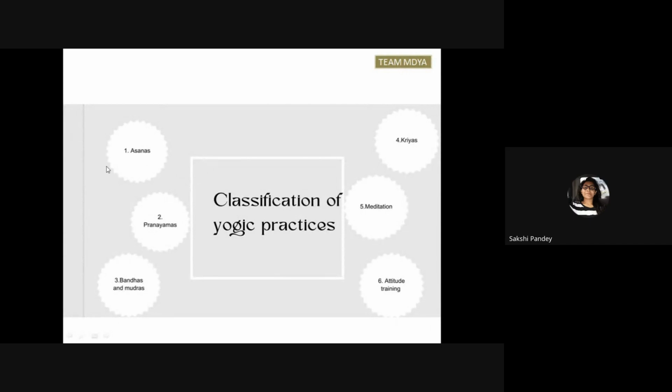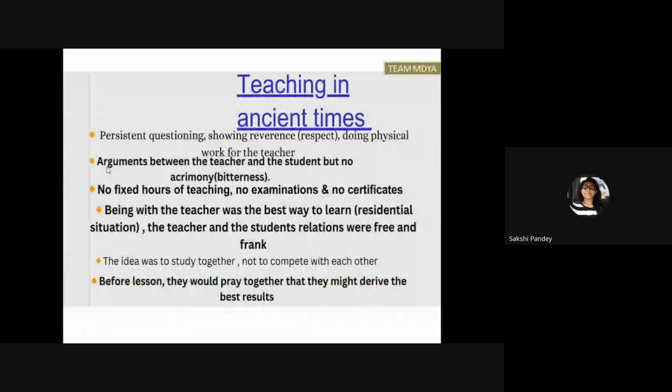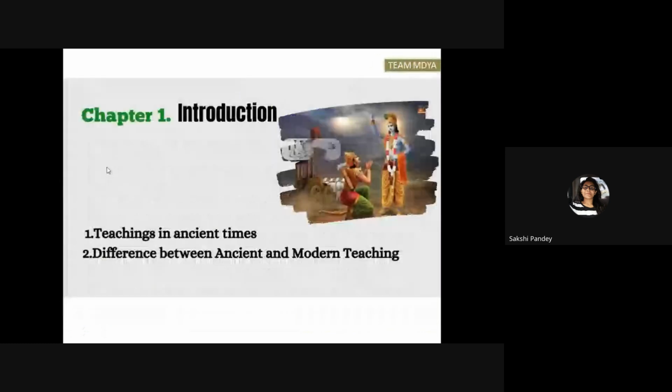Shakshi. We studied how teaching used to be in ancient times. Then we studied the subjects involved in teaching. On the part of the student: observation, demonstration, practice, trial and error. On the part of the teacher: correction of the faults, giving positive suggestions. Then we learned about the differences between ancient teaching and modern teaching.